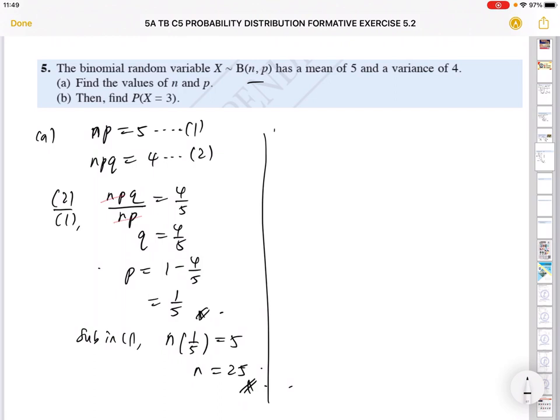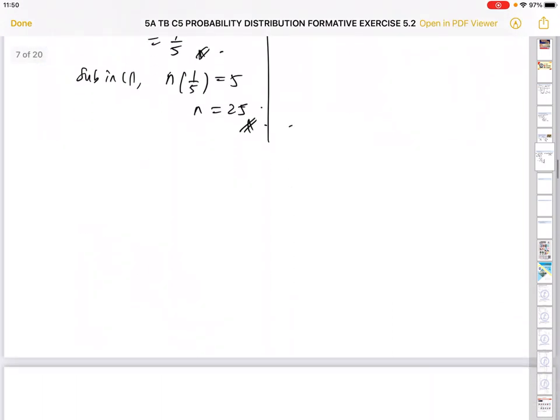Next, find the probability of x equals 3. Now, in this case, your n is 25. 25 C 3, p is 1 over 5, power 3, q is 4 over 5, power 25 minus 3, which is 22. Okay, use your calculator. 0.1358. I think this is okay so far, right? Not difficult. Okay, moving on to question number 6.